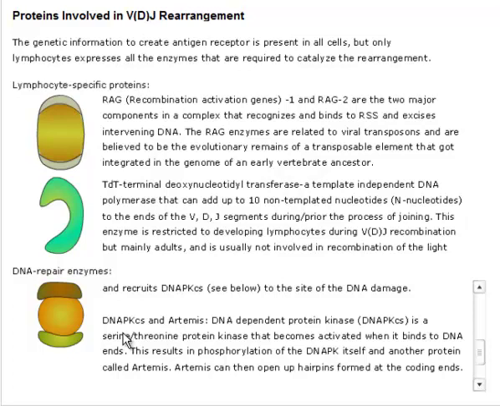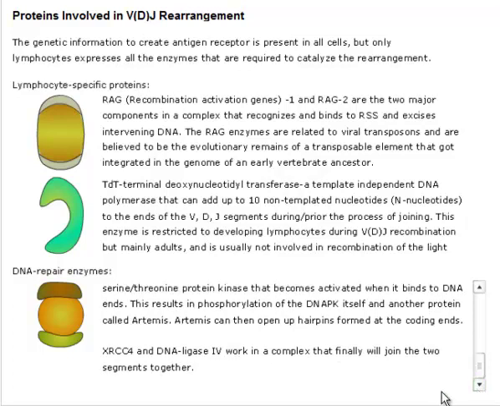And so what this does is the DNA-dependent protein kinase becomes activated when it binds to the DNA ends. And it results in the phosphorylation of the DNA protein kinase itself and another protein that's called Artemis. So Artemis can then open up any hairpins that have formed on the non-coding ends. And then you've got the XRCC4 and DNA ligase 4 in the repair system that are going to finally join the two segments together.